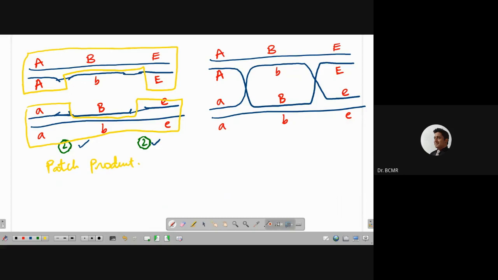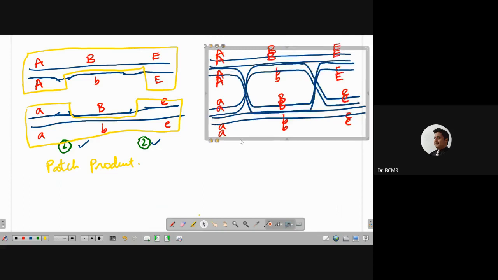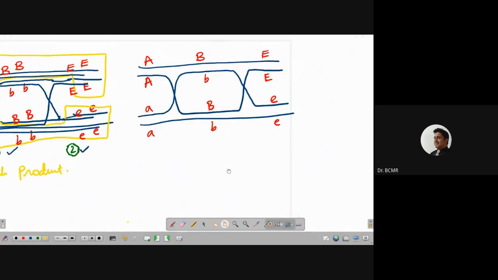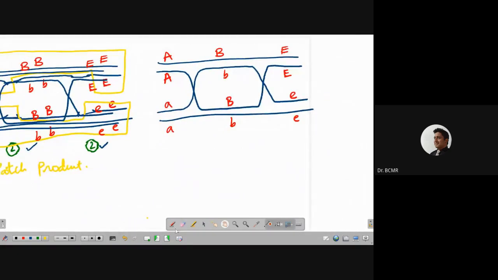Okay. Now let's see what happens if it is a different one. I'm going to do a similar one, but now I'm going to do both at site 1. Site 1 is a little bit complicated, but we will get through it. So site 1 is you're breaking these strands, the top ones like this, here and here.